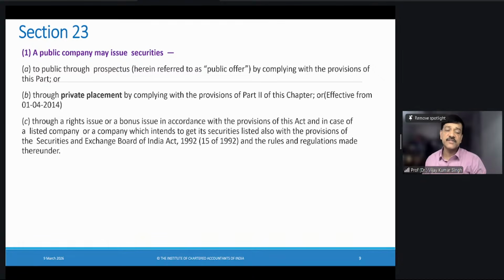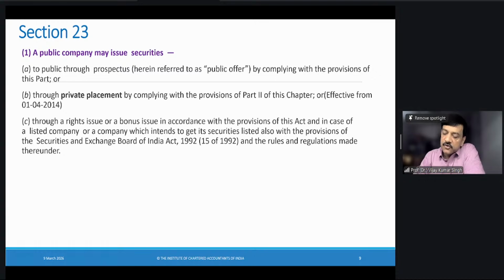The third mode which a public company may utilize is by way of a rights issue or a bonus issue in accordance with the provisions of this Companies Act. And if the public company happens to be a listed company, or is a company intending to list itself on a stock exchange, then the rules or provisions under the SEBI Act will apply. So rules and regulations made under SEBI, that is Securities Exchange Board of India, will apply in case of listed companies.